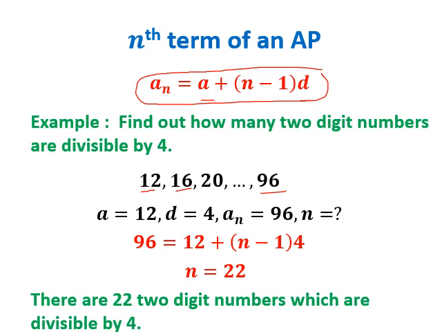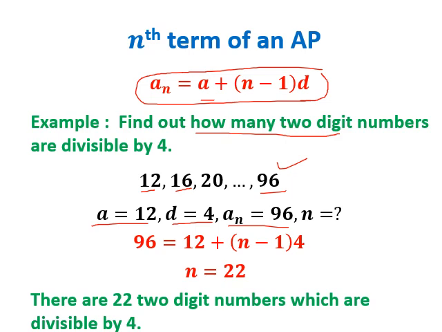So we write the first term as 12, common difference 4, and the nth term is 96 here. That is the last term. So we need to compute n, that is, how many such two-digit numbers are available in the AP.